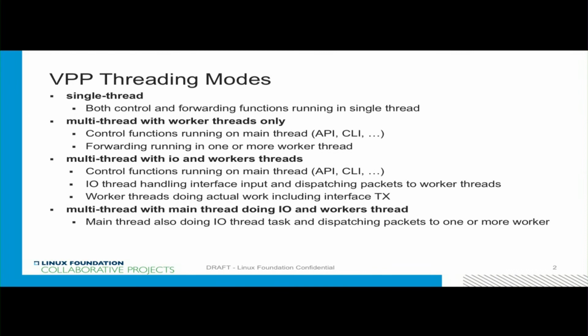And the last, more specific case, or subversion of the third case, is when the main thread is not just doing CLI API stuff, but it is also doing the functionality of the IO thread and distributing traffic to the multiple worker threads. So basically, four different models. Most of the time in our testing, we are using the second one, because it is the one which we can easily use with RSS. When you have RSS, you can have multiple receive queues and you can assign different receive queues to different worker threads.